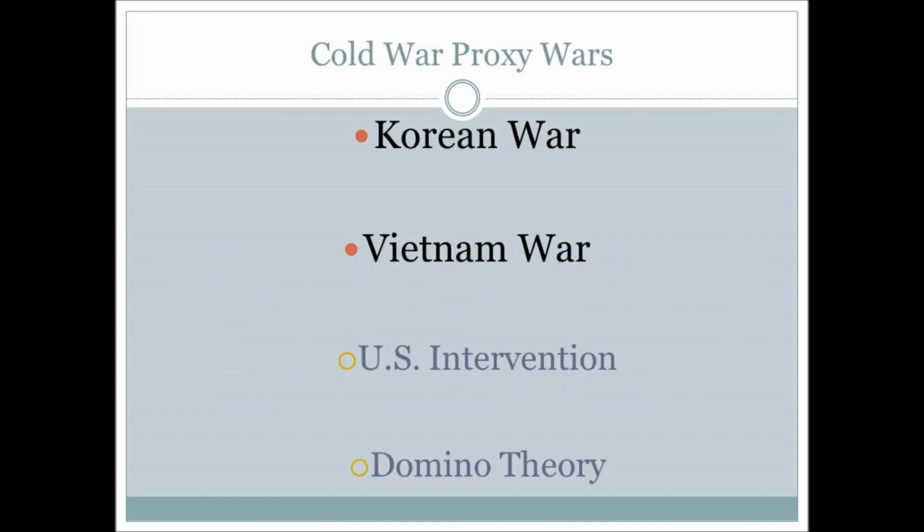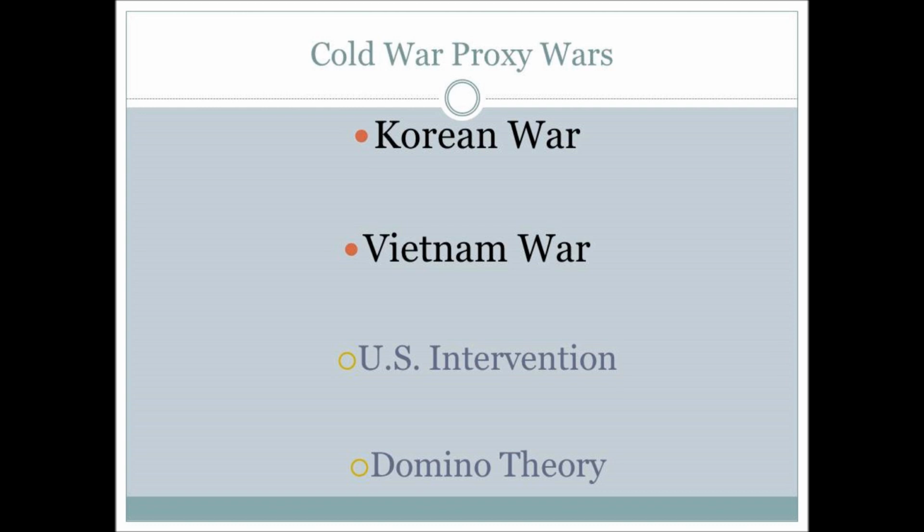And today we are going to talk about Cold War proxy wars. The term proxy wars means basically wars that were fought between the United States and the Soviet Union, but not really between them, if that makes any sense, right? They were basically using other countries within their realm of influence to do the fighting for them.